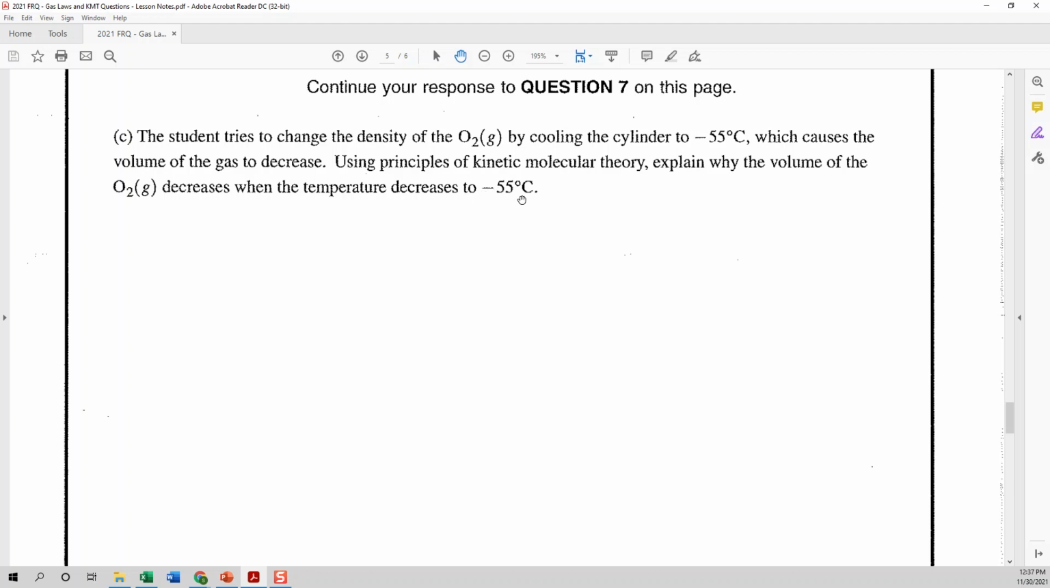So this is just asking, why do volume and temperature have a direct relationship? As temperature goes down, why does volume go down? And you're going to say, lowering the temperature decreases the overall speed of the particles. The particles are going to collide less often with lower energy, and that's going to decrease the pressure. And because that's going to decrease the pressure, the piston is going to fall down, and that's going to decrease the volume of the gas.